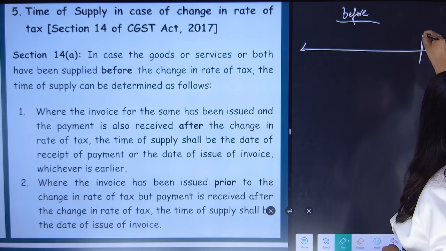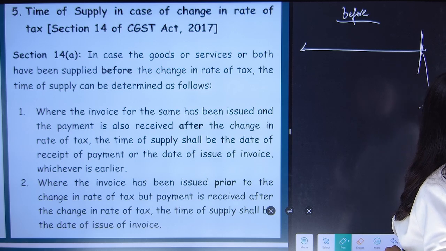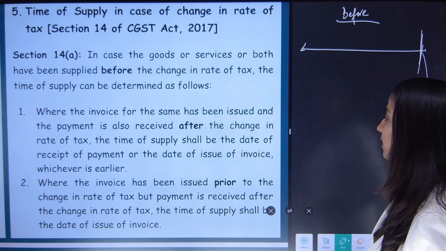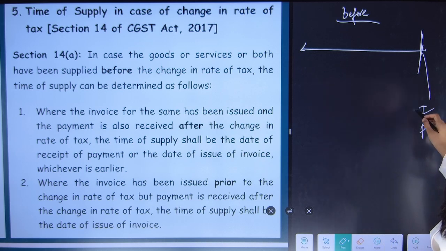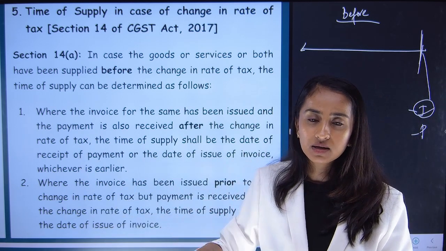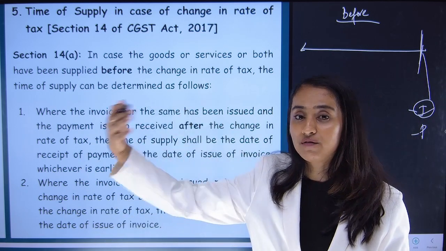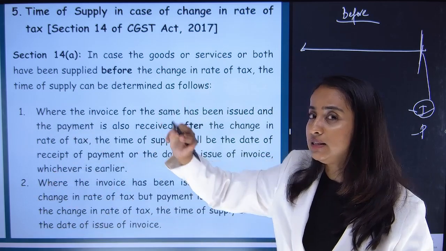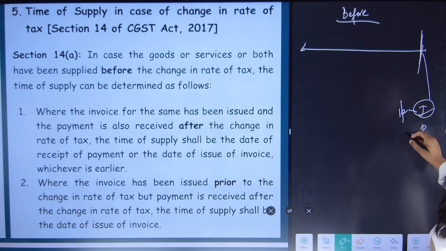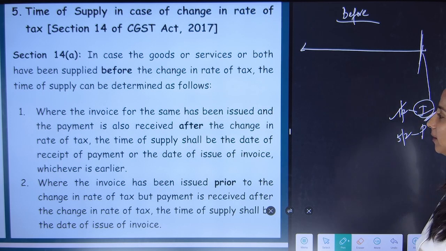Here, can you see, in this case invoice is also here, payment is also here, then nothing is falling before. Then earlier of these two dates will be the time of supply, right? This is after: the invoice has been issued after the change in rate of tax, and payment also has been received after the change in rate of tax. Then these two, let's say this is 1st February and this is 5th February. Earlier of these two will be the time of supply.